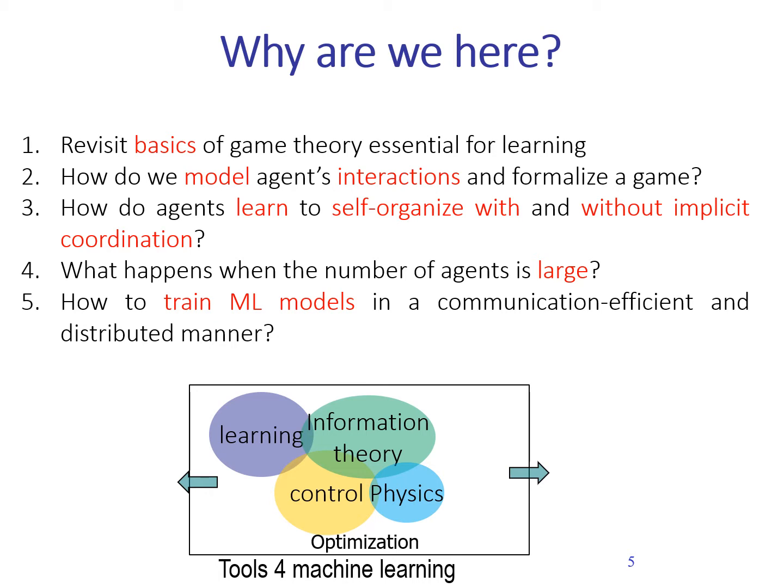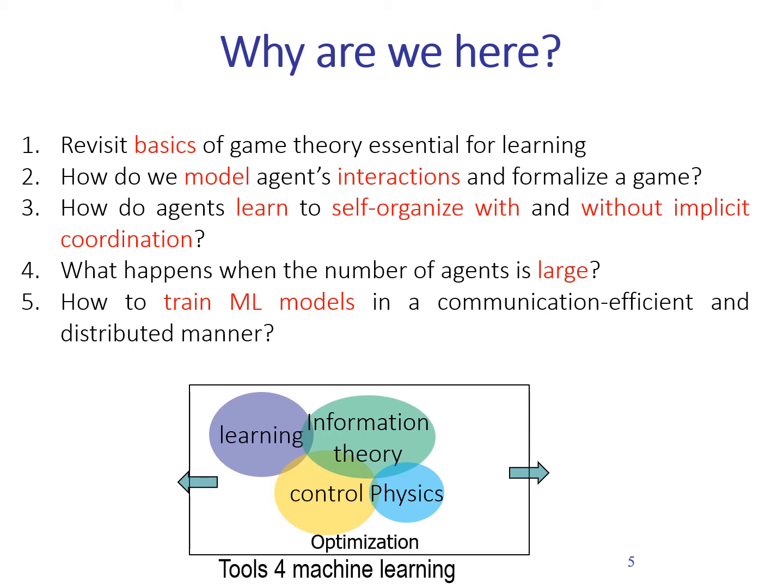And finally, how to train machine learning models in a communication efficient, distributed manner. In the bottom line here, you can see the big picture in terms of what kind of mathematical tools are useful when one talks about machine learning or AI or learning in general. So of course, machine learning is one such tool, but there are also other adjacent disciplines which are very important when one wants to talk, for instance, of reinforcement learning. This is essentially related to control theory.